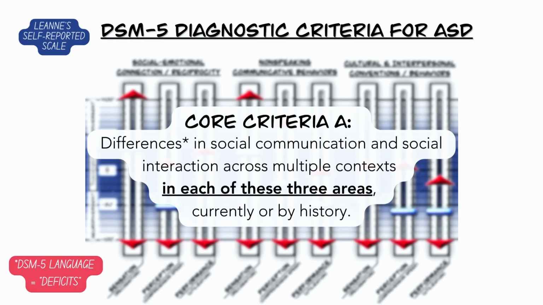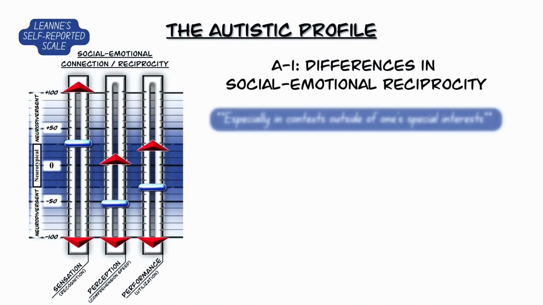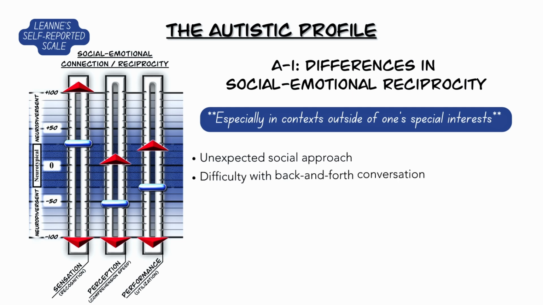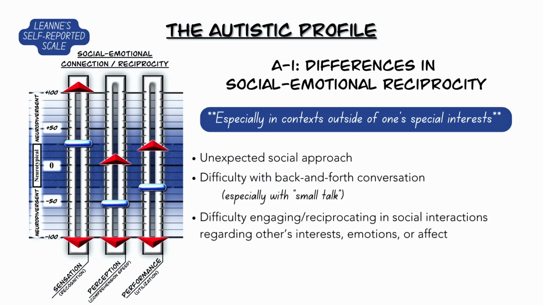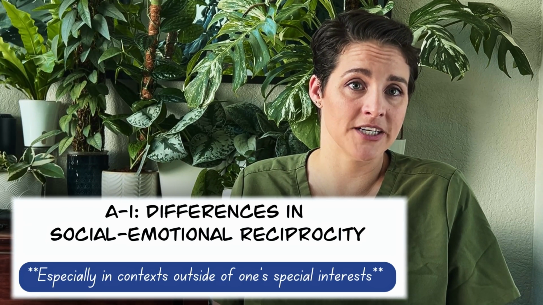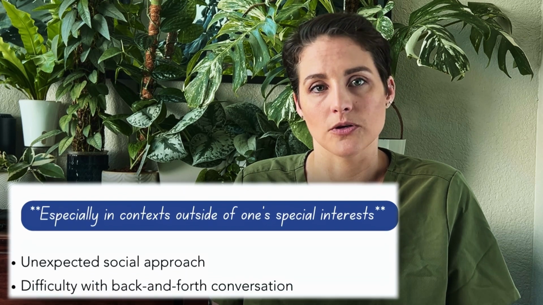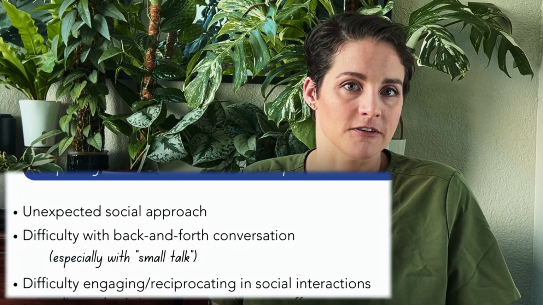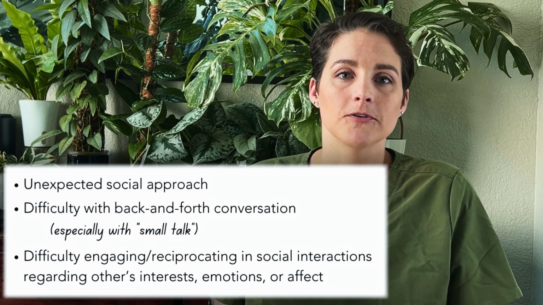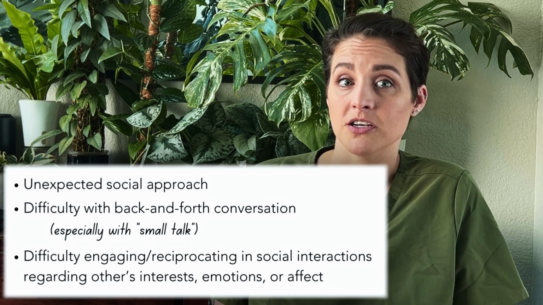Okay, we've made it to core criteria A, which involves differences in social communication and social interactions across multiple contexts in each of the following 3 areas, currently or by history. So A1 revolves around an autistic person's difficulty in intuitively engaging in social and emotional connectivity and reciprocity, which tends to be most noticeable in contexts outside of our special interests or when we're engaging with our neurotypical peers. Examples include unexpected social approach, difficulty with back and forth in conversation, especially with small talk, difficulty engaging and reciprocating in social interactions, especially regarding others' interests, emotions, or affect.